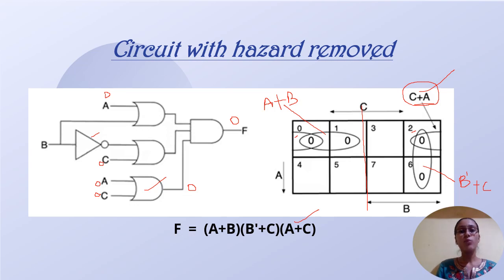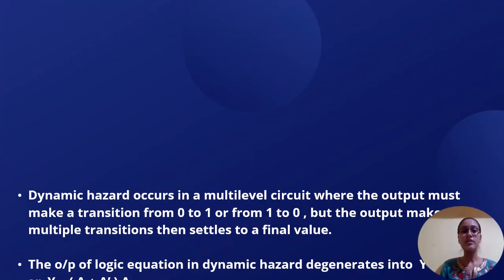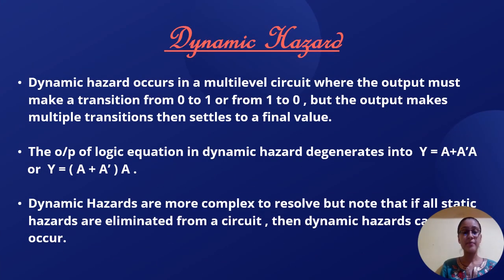So, let me move on to the dynamic hazard. Dynamic hazards occur in a multi-level circuit, as I told you before, where the output should change from 0 to 1 or from 1 to 0 only once, but it occurs multiple times.